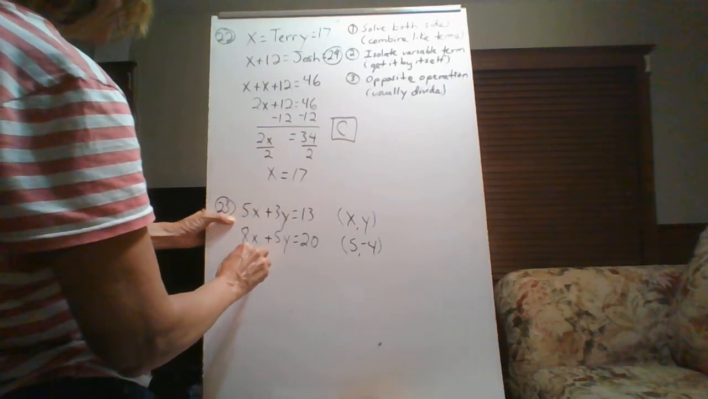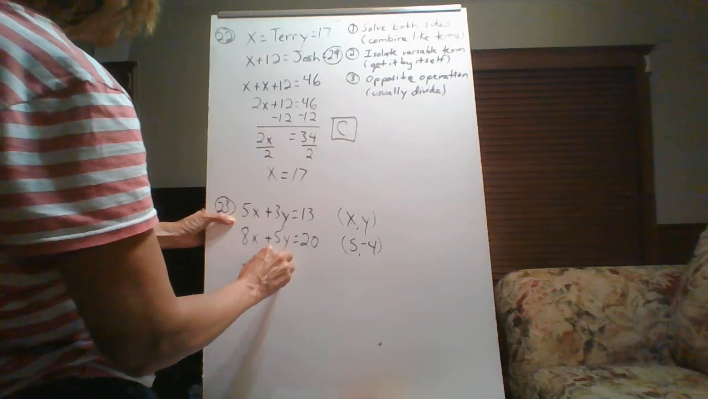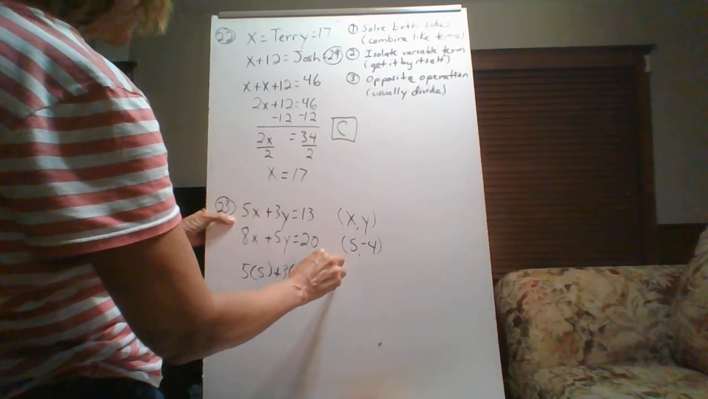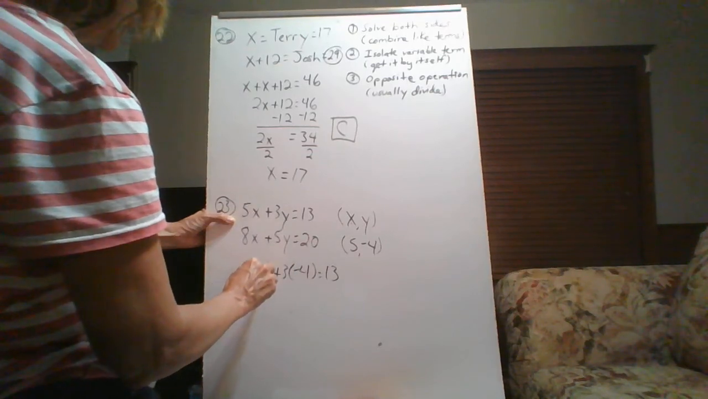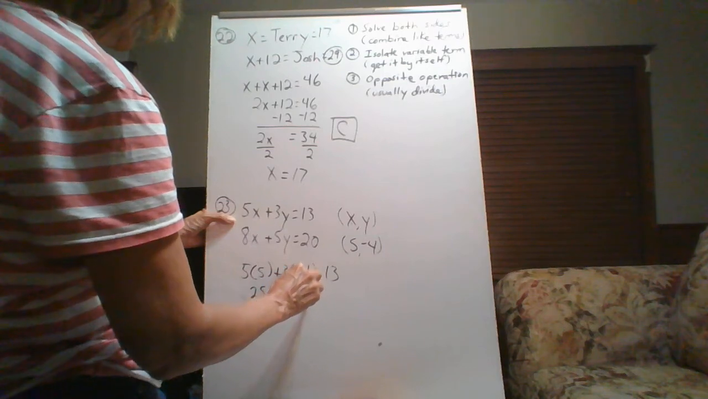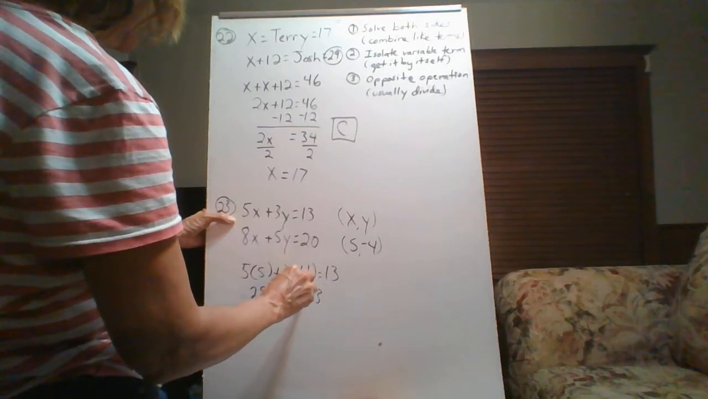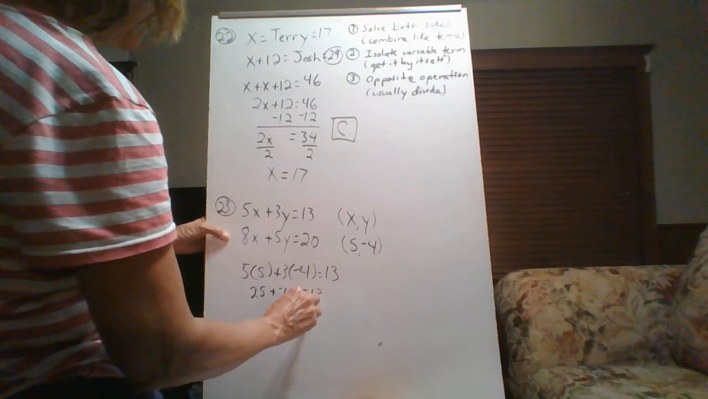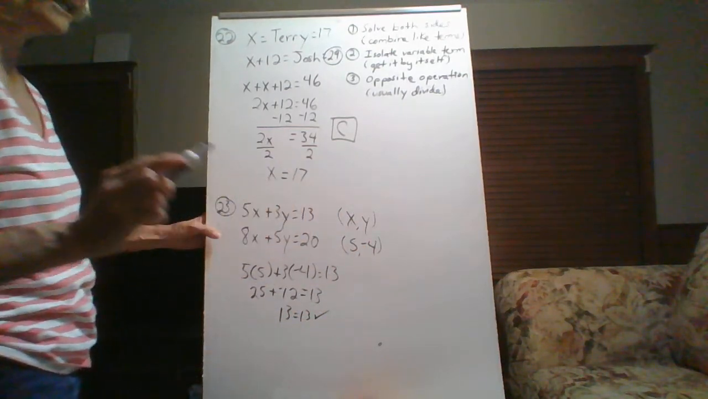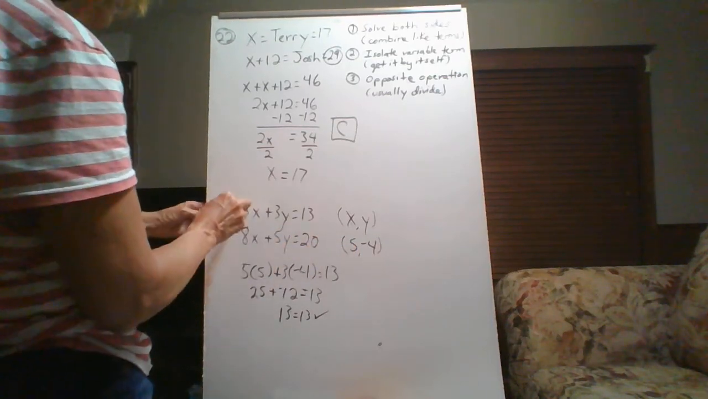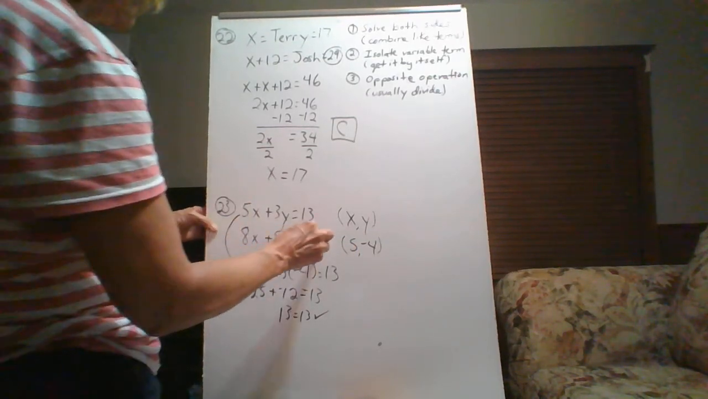So it's going to be 5 times 5 plus 3 times negative 4 equals 13. 5 times 5 is 25 plus negative 12 equals 13. You can use your calculator. 25 minus 12, 13 equals 13. Hey, that checks. But again, you got to check them both because that's what the question has asked. That one means it's true in that equation, but let's look here.